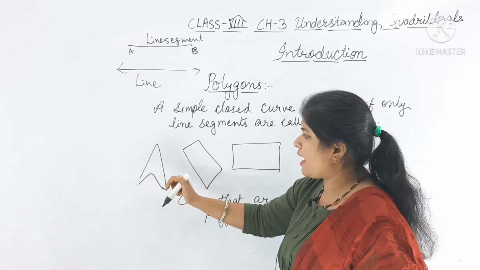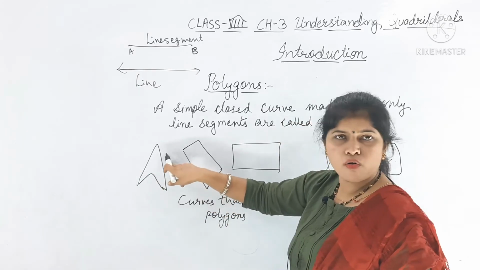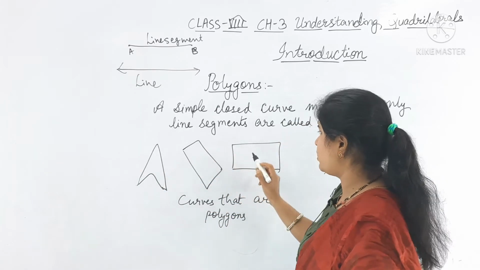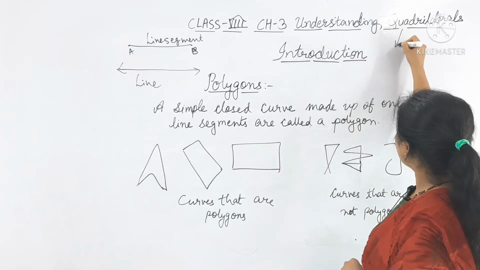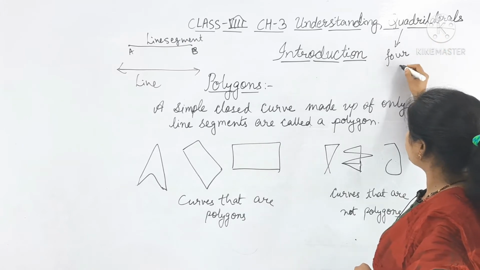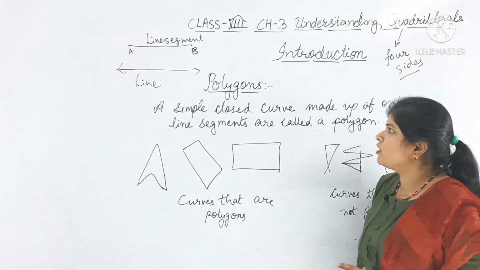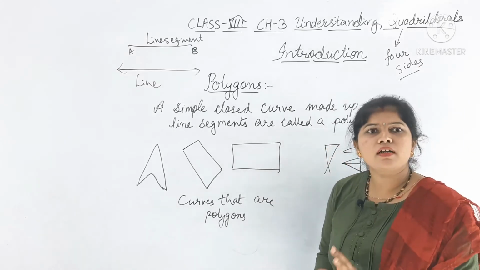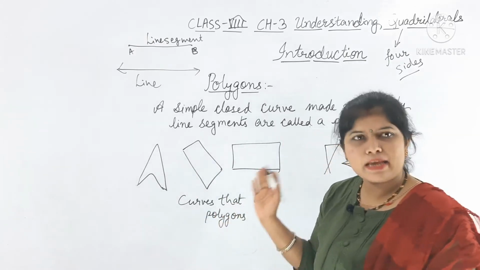These are 4 line segments here. 4 sides, 1, 2, 3, 4. And here also 1, 2, 3, 4. Here also 1, 2, 3, 4. Here quad means 4. Quadrilaterals means 4 sides. Which has 4 sides are known as quadrilaterals. So we will see in this chapter some types of quadrilaterals also. We will discuss step by step.